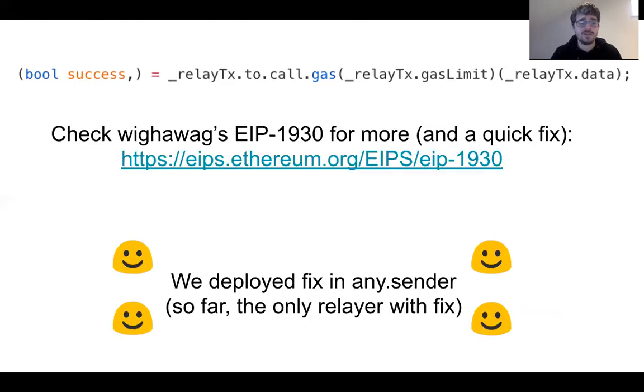Now, there's an EIP for this by Wigawag, and it's EIP 1930. So please look at that EIP. Please take it seriously. It's something that really needs to be fixed at the EVM level, and it's ridiculous that this is even a bug. I can understand the motivation now that I've looked into it, why they're doing it, but the consequences for relayers is very frustrating. Of course, we've deployed a contract fix for this in any.sender, and we're one of the first relayers to actually propose that fix, apart from Wigawag himself. Look at my happy smiley faces. I'm really happy we got that fixed before lunch. Cool.